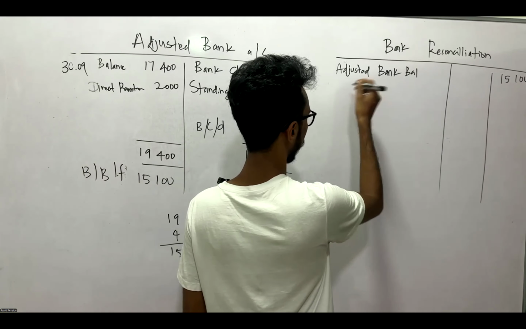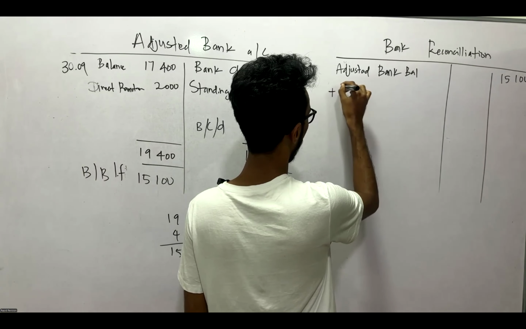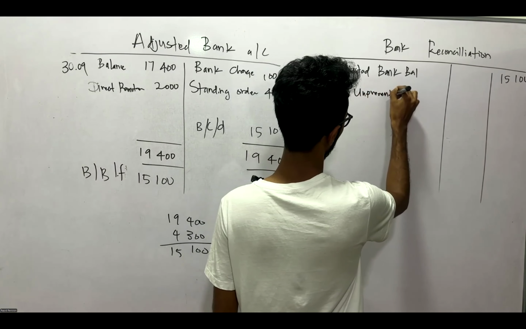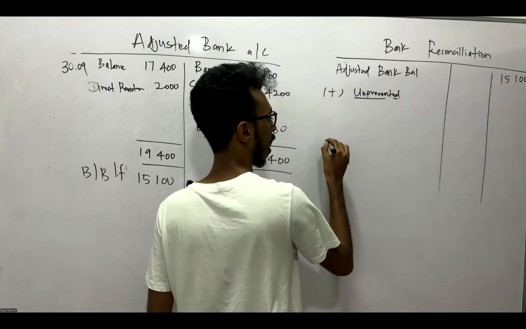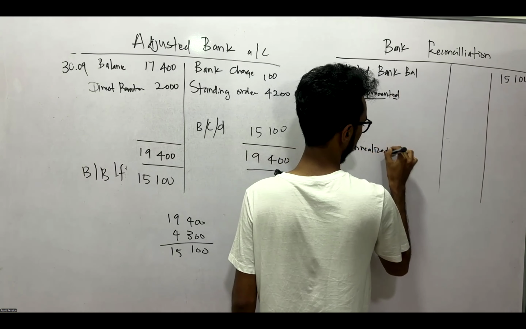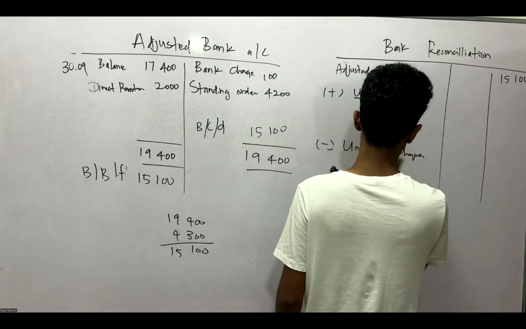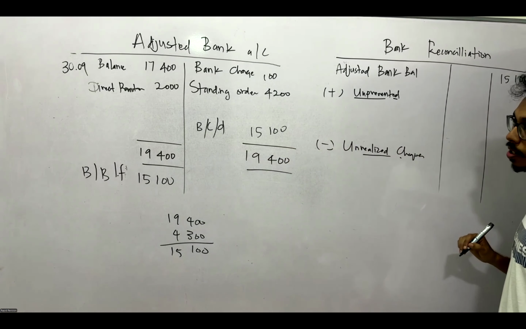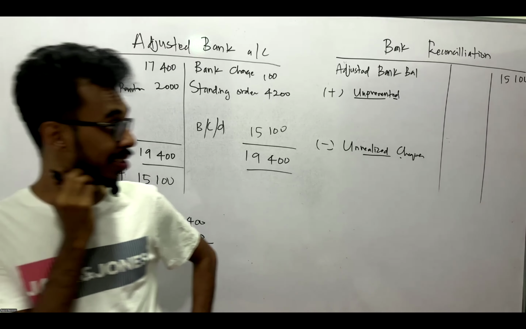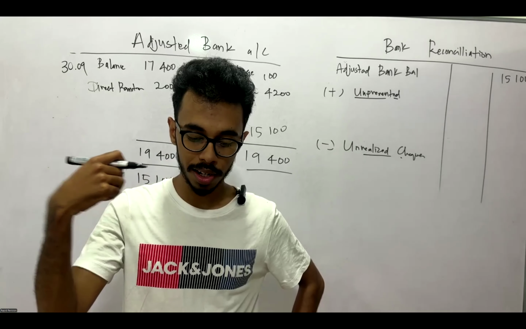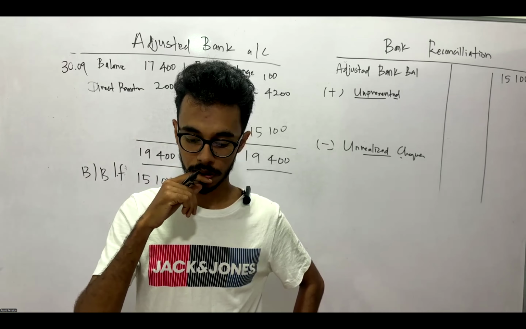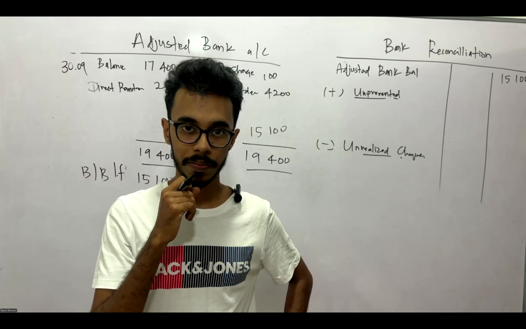So first, the rule is a simple rule. You have to add all the unpresented checks, then you have to deduct all the unrealized checks. Now, where do you find the unpresented checks? Unpresented means we have given the check, but it is not encashed, right? Those are what you call unpresented checks.